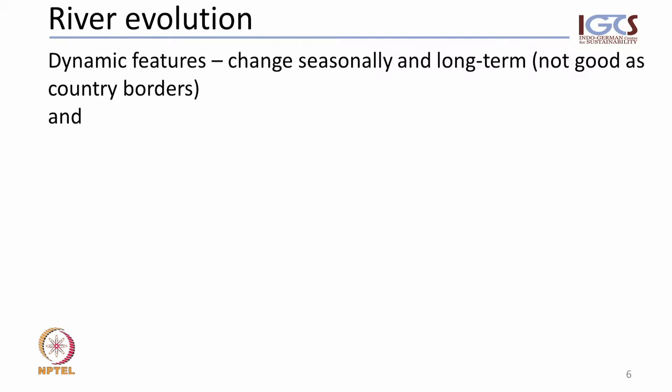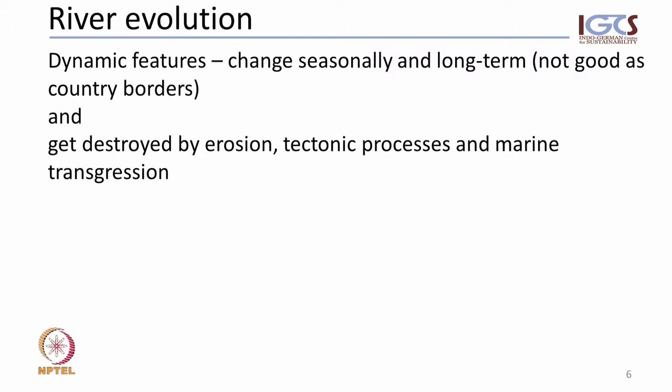We have to acknowledge that rivers are very dynamic features. They change seasonally and they change their position and their flow long term. So for that reason they are often not good as country borders. And they also disappear or get destroyed by erosion and by tectonic processes and by repeated marine transgressions. So rivers come, change their location, change their flows, and eventually also disappear from the landscape.